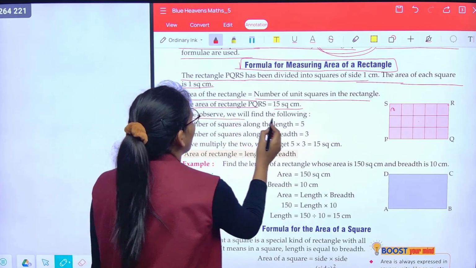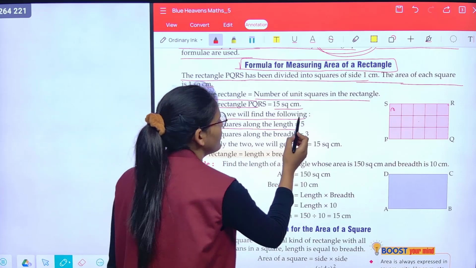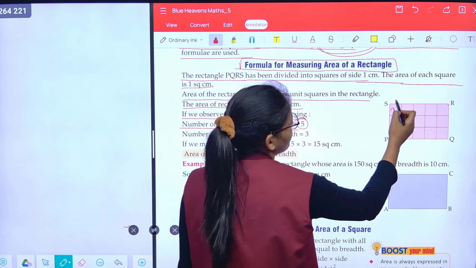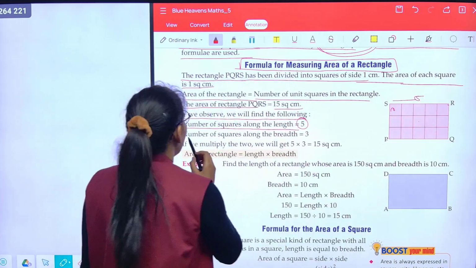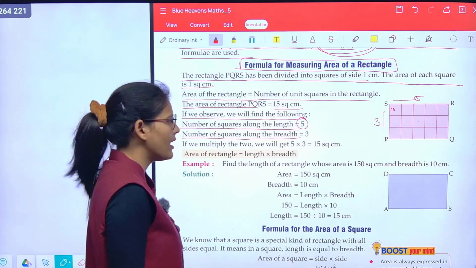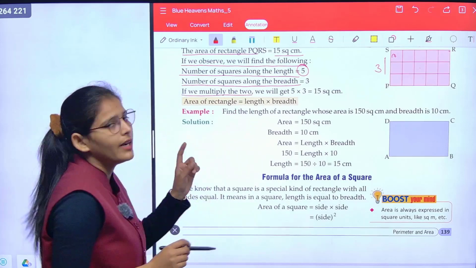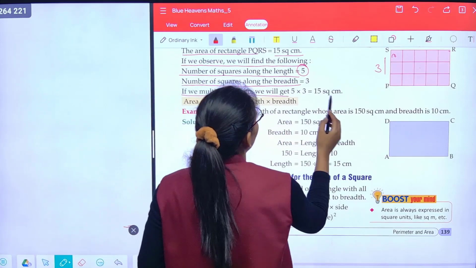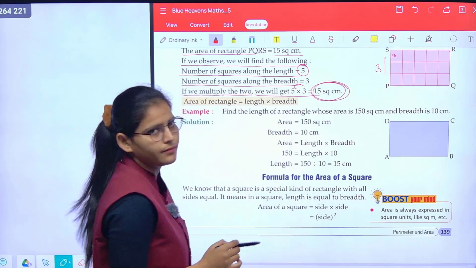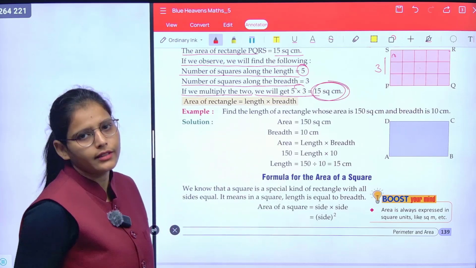If we observe, we will find the following number of squares along the length: 1, 2, 3, 4, 5. Okay, 5. Number of squares along the breadth is 3. Understand class? If we multiply the 2, we will get 5 threes are 15 square centimeter. Okay, area of rectangle is equal to class, length into breadth.